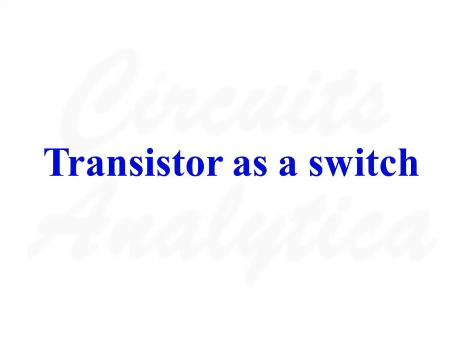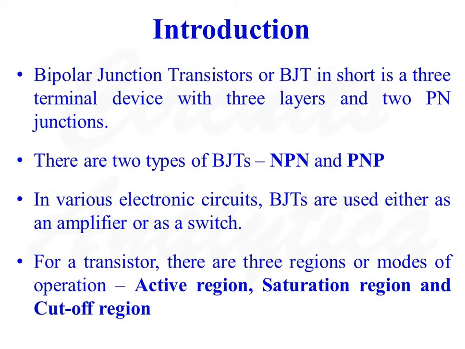In this video, we will discuss the operation of a transistor as a switch. Bipolar junction transistors, or BJT in short, is a three-terminal device with 3 layers and 2 p-n junctions. There are two types of BJTs, NPN and PNP. In various electronic circuits, BJTs are used either as an amplifier or as a switch.